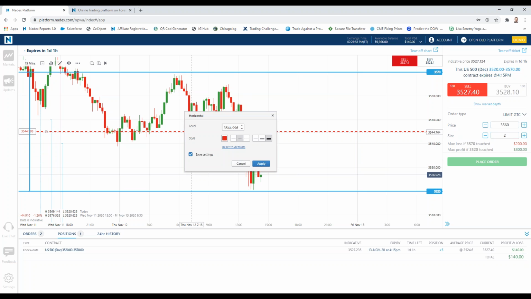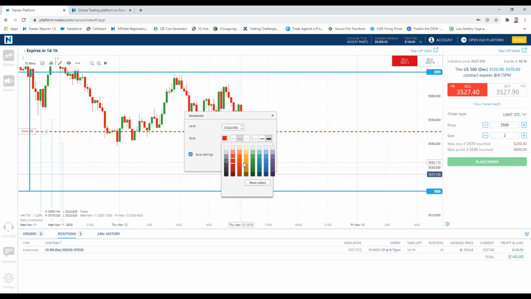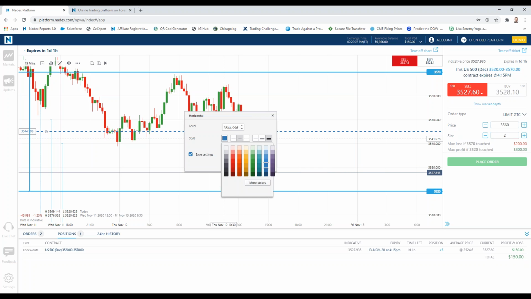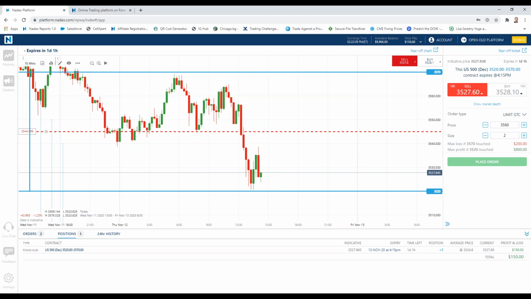By the way, if you double click on it, that's how you do your settings. So if you don't like the color red, you can change it to blue. You can change the width. You can do whatever you like. I'm actually going to leave it at red because on our brackets, they're already blue. So apply. That's our first level, right?